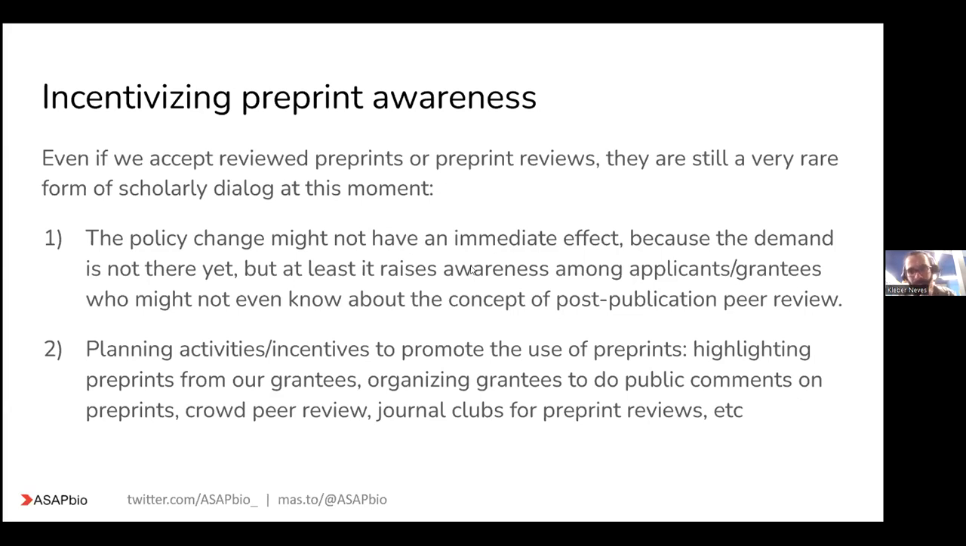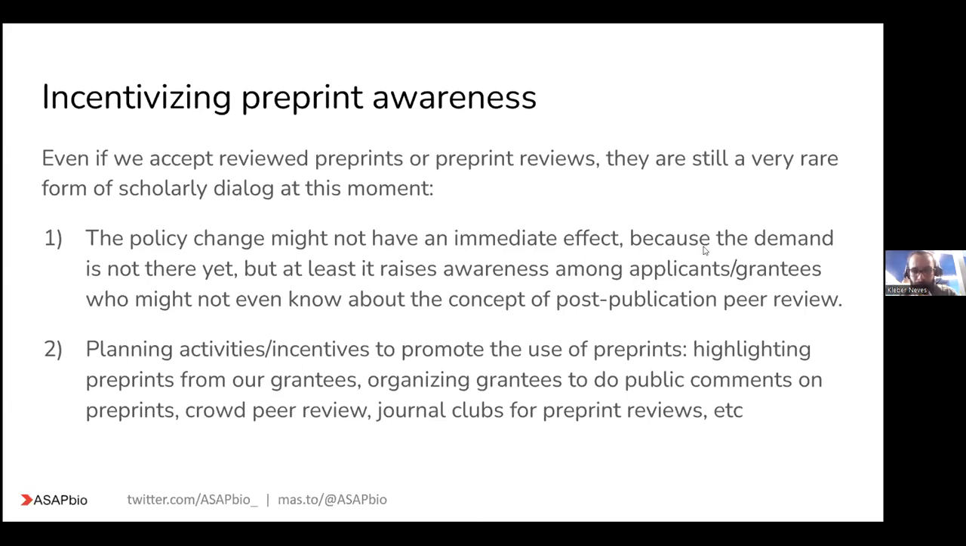First of all, the policy changes might not have an immediate effect because people are not commonly making such use of preprints, but it raises awareness, right? If someone didn't know that preprint reviews existed, when your funder asks, "Have you done any preprint reviews this year?" you are now aware that this exists and that maybe it's something you should be engaging with, or at least you're going to hear about it.